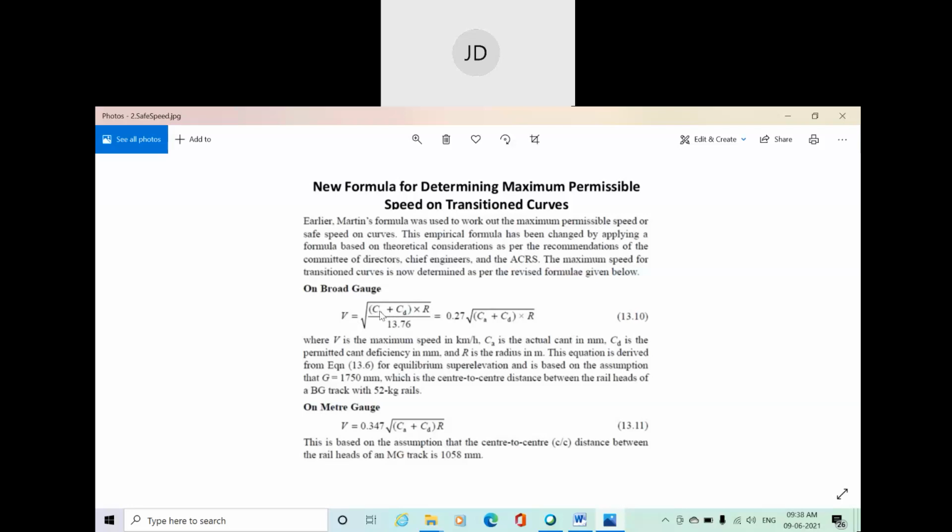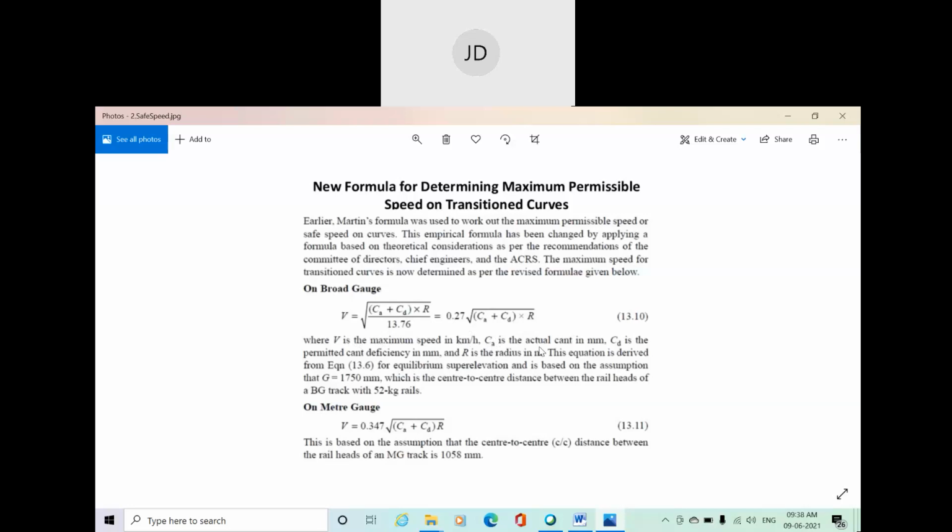Now, in this formula, you can see V is equal to root over (CA plus CD) multiplied by R divided by 13.76. And this can be simplified as V equals 0.27 multiplied by root over (CA plus CD) multiplied by R. In this particular formula, V is the maximum speed in kilometer per hour. CA is actually the cant. Cant means super elevation. Same thing, don't confuse, okay? It is sometimes called cant or sometimes super elevation.